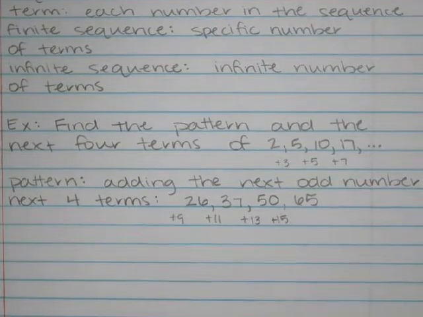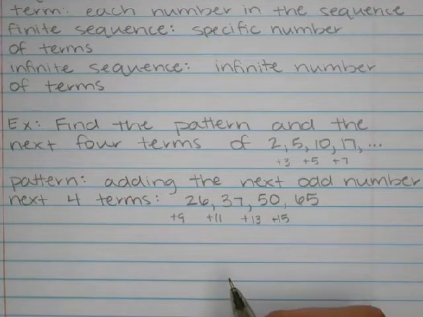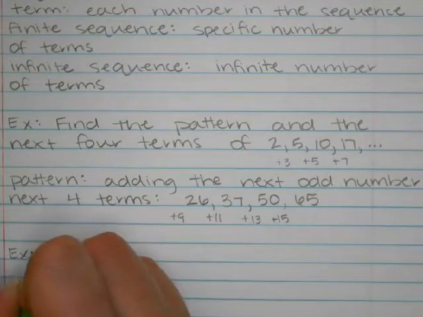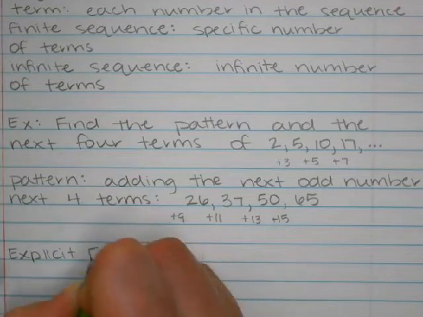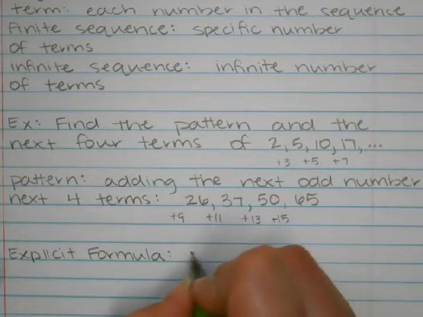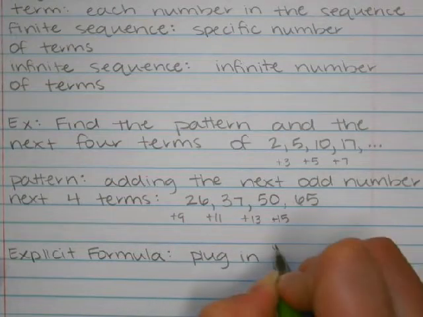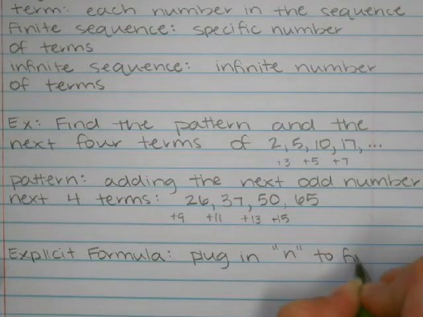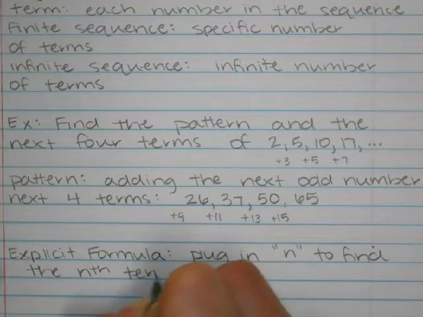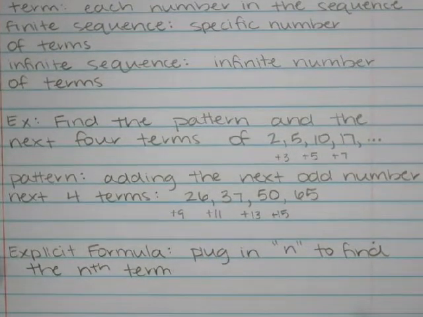Okay, next I want to describe 2 different types of formulas that we're going to be using to represent our sequences. So the first type of formula is an explicit formula. And an explicit formula means that you can plug in n to find the nth term. So if you want the 15th term, you plug in 15. If you want the 27th term, you plug in 27, etc.